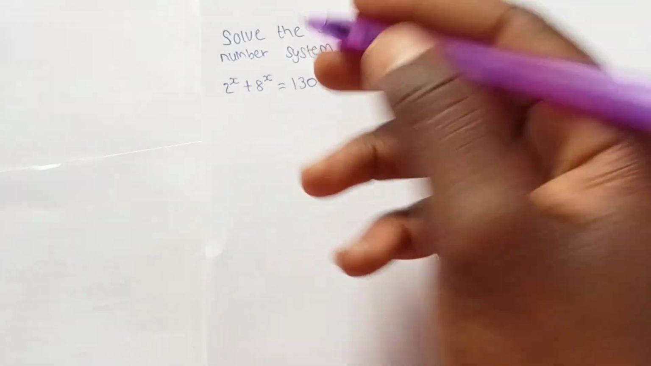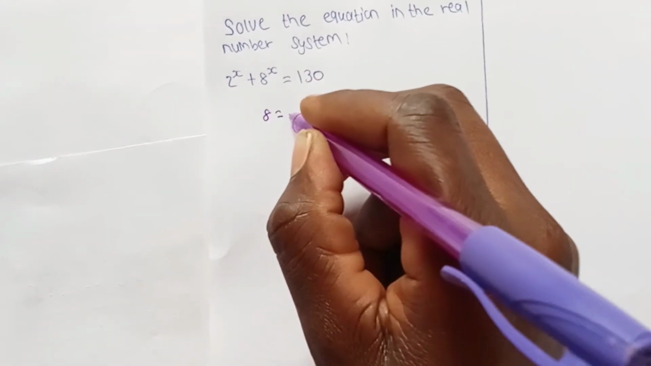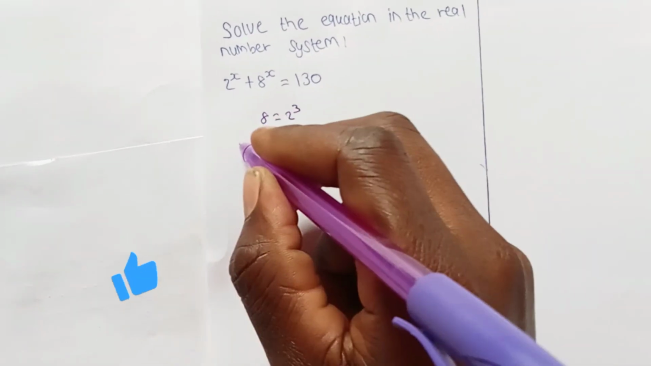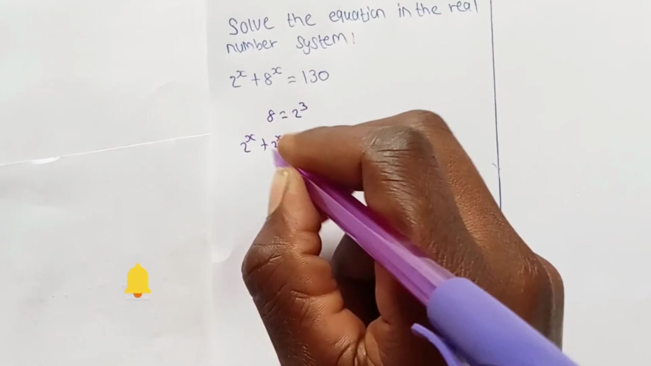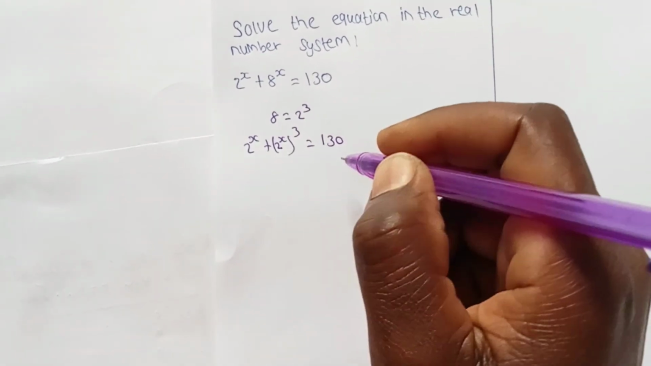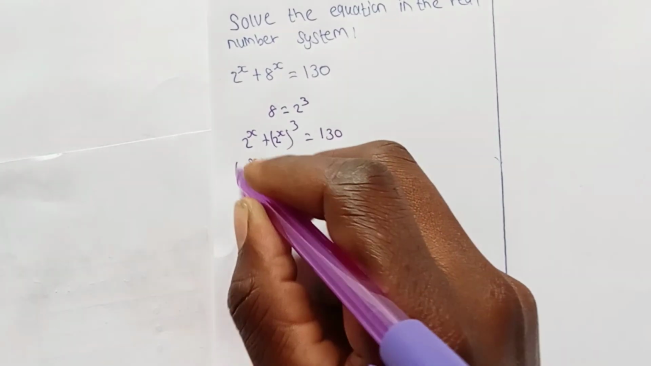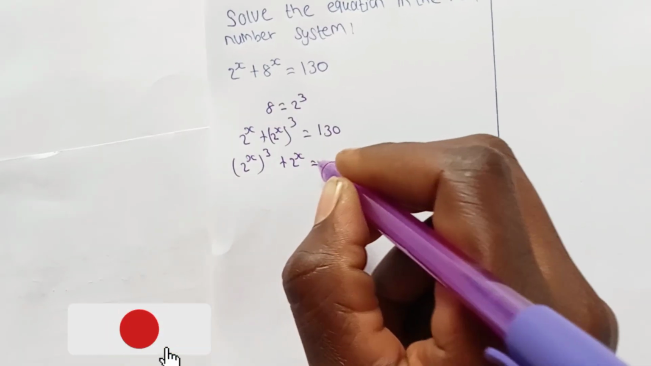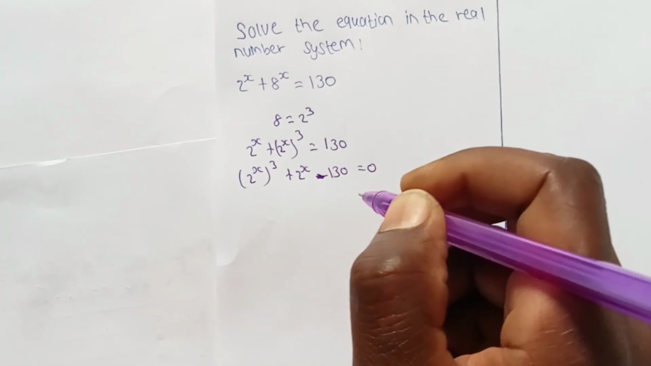You notice that we can simplify further 8^x, because you know that 8 is the same as 2 power 3, so it can be 2^x + 2^(3x) = 130. Further, we can make it into a quadratic form, whereby it will be 2^(3x) + 2^x - 130 = 0.